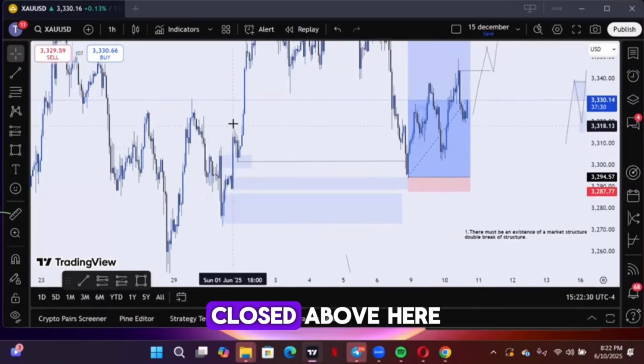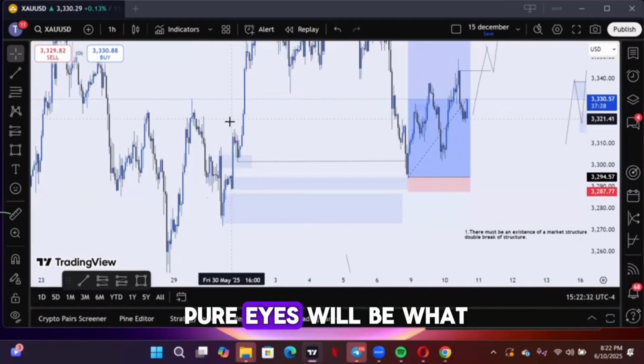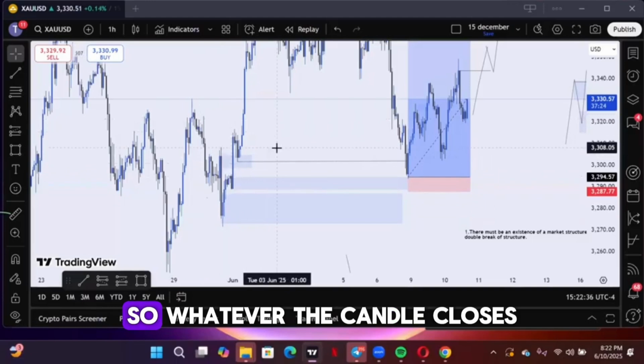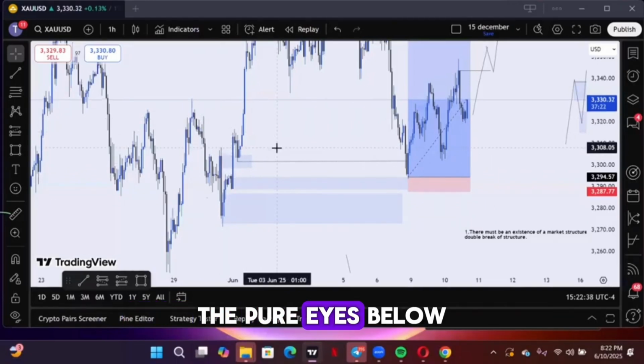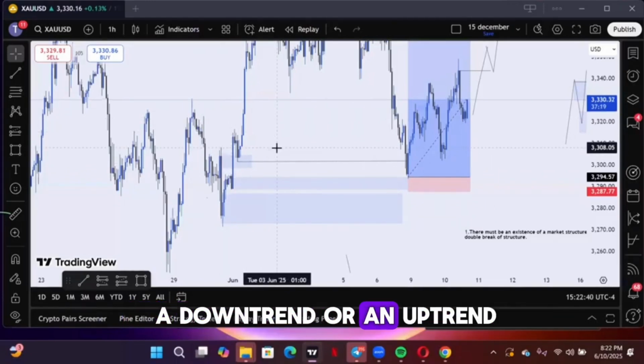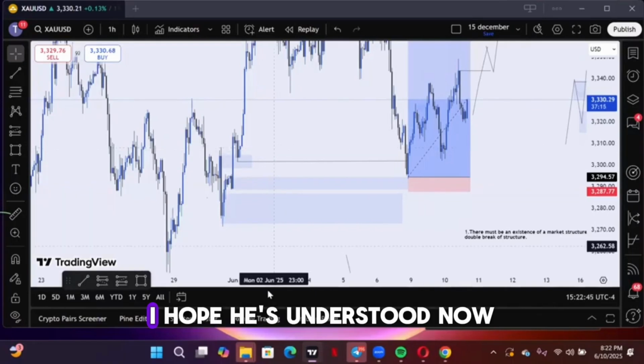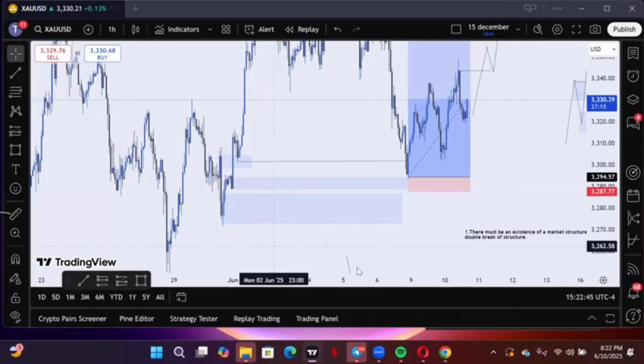If this candle had actually closed above here, it means the POIs would be this breaker block, this other block, and then this one. So wherever the candle closes, the POIs below or above, depending on whether it's a downtrend or an uptrend, are the ones you're going to pay attention to. I hope it's understood now.